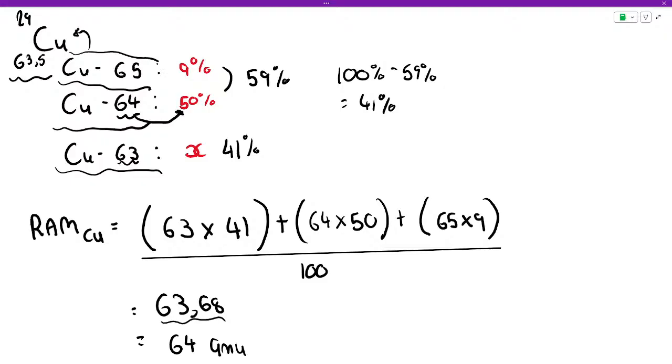Sorry, do we always round it up? It should tell you how many. Yeah, because I'm looking at the past paper, round off to two decimal places. Okay, next.